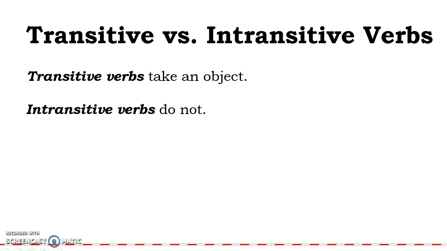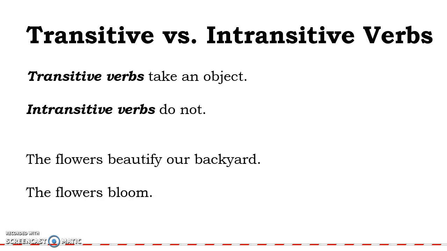We have a distinction in grammar between transitive and intransitive verbs. Transitive verbs take an object. Intransitive verbs do not. The first sentence has a transitive verb, beautify, because it takes an object. Backyard. The backyard is the thing that's being beautified. The second sentence has an intransitive verb, because the flowers don't bloom anything, they just bloom. This is an important distinction to remember because sentences with transitive verbs take direct objects.